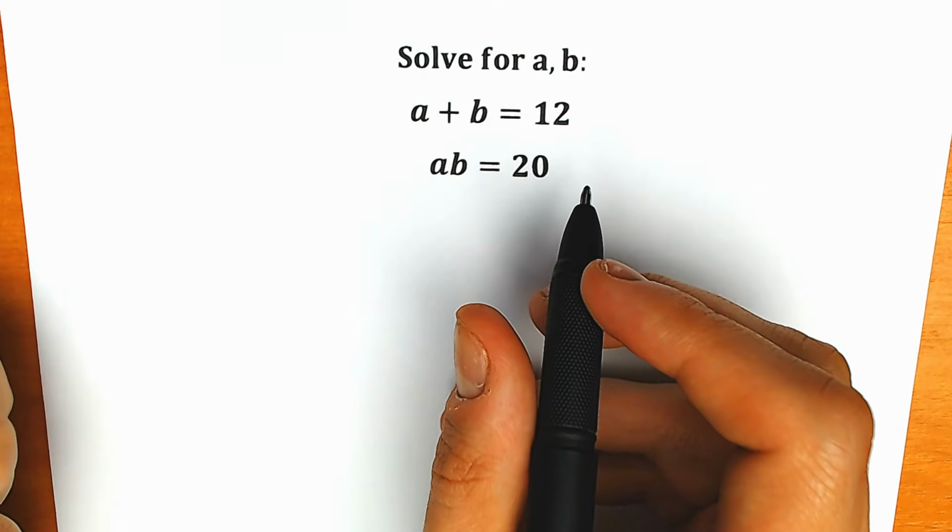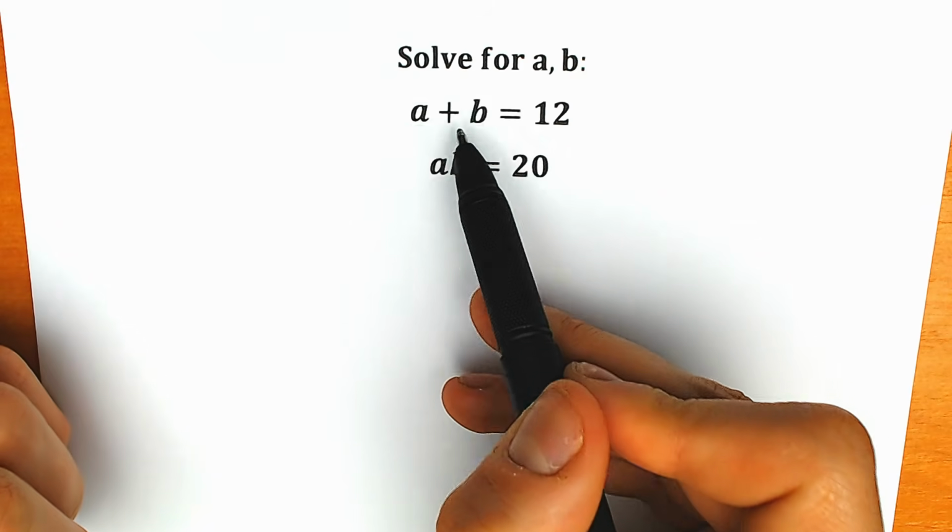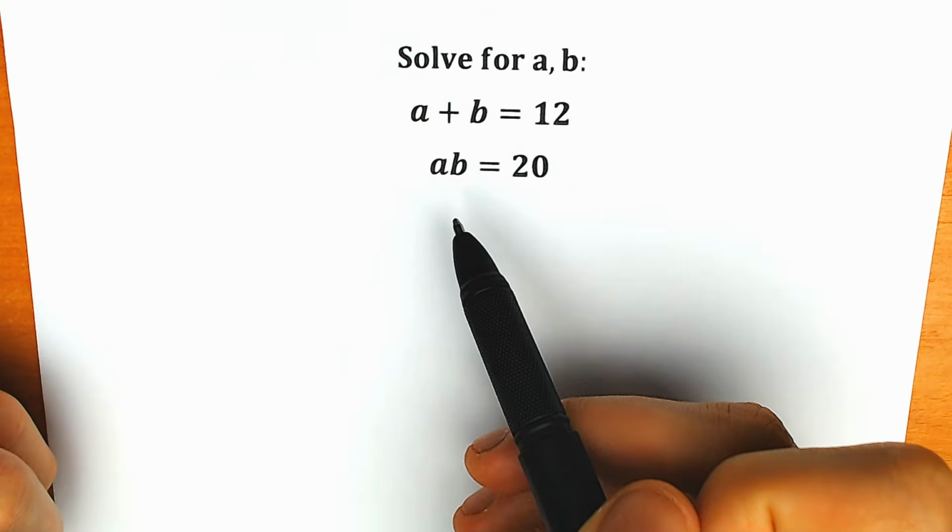Of course, you can easily test your intuition. What do you think? What are a and b? So the sum equals 12 and the product equals 20.